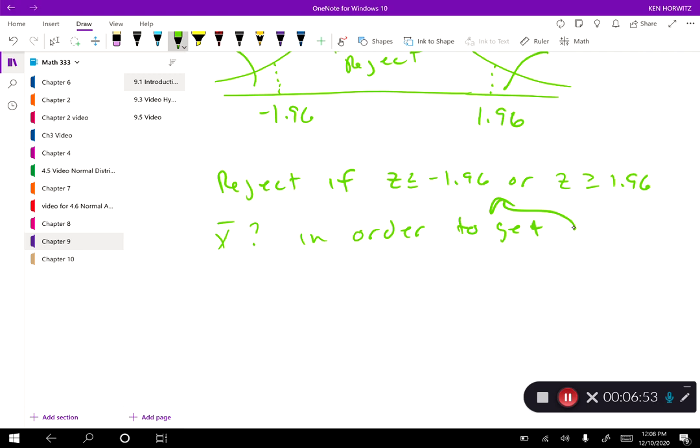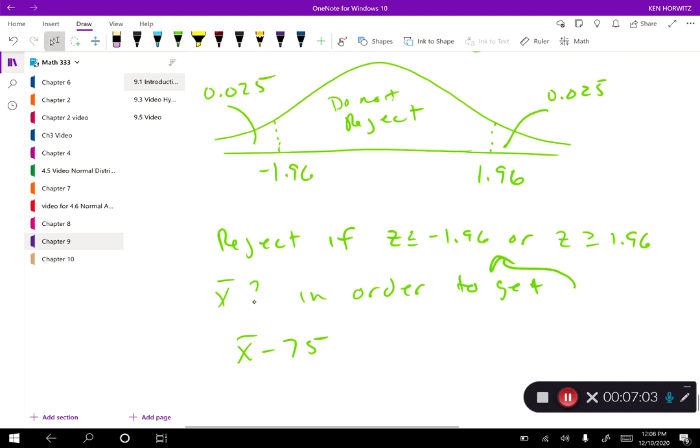Here's the way we're going to figure it out. I've got X bar minus 75, which is our mu, right? That's what's right in the middle here, right?